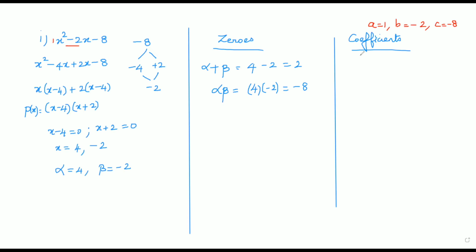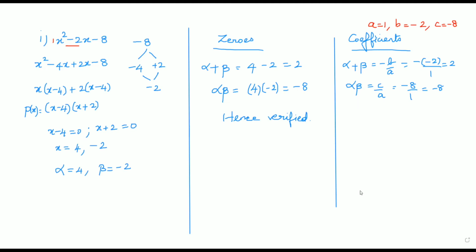Now let's go for the formula. So alpha plus beta is minus b by a. I have derived and shown the formula in the previous video. It is equal to minus of minus 2 by 1, which is 2. Alpha beta equals c by a, which is minus 8 by 1, minus 8. Hence, it's verified that the zeros and coefficients give the same values on both sides. Now let's take the second question.